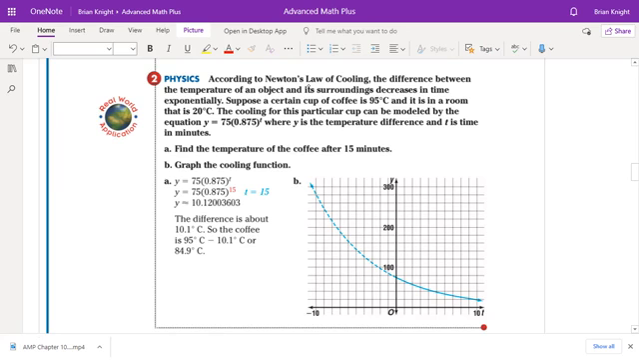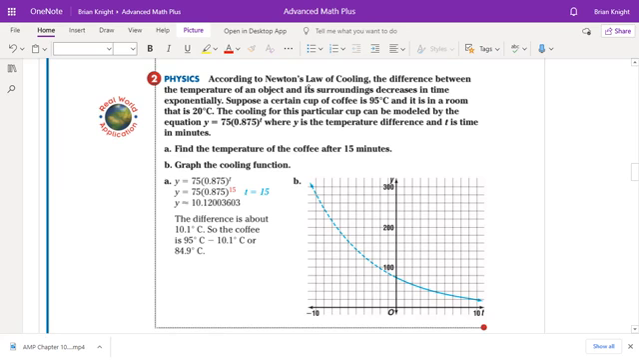The law, yeah, seriously. All right, so according to Newton's law of cooling, the difference between the temperature of an object and its surroundings decreases in time exponentially. So it's getting cooler real fast, okay? Suppose a certain cup of coffee is 95 degrees Celsius, and it is in a room that is 20 degrees Celsius. The cooling for this particular cup can be modeled by the equation y equals 75 times 0.875 to the t power, where y is the temperature difference and t is in minutes.